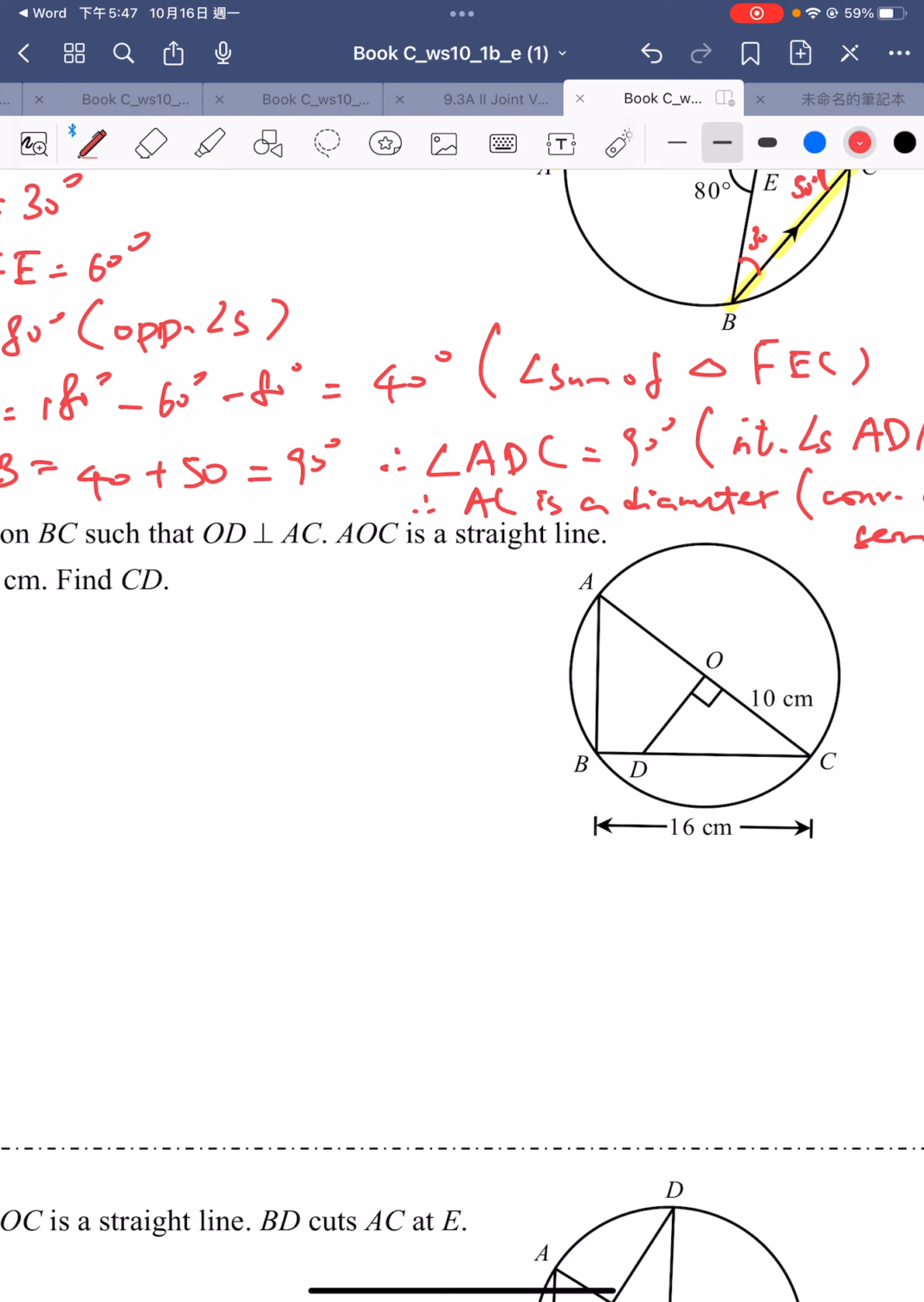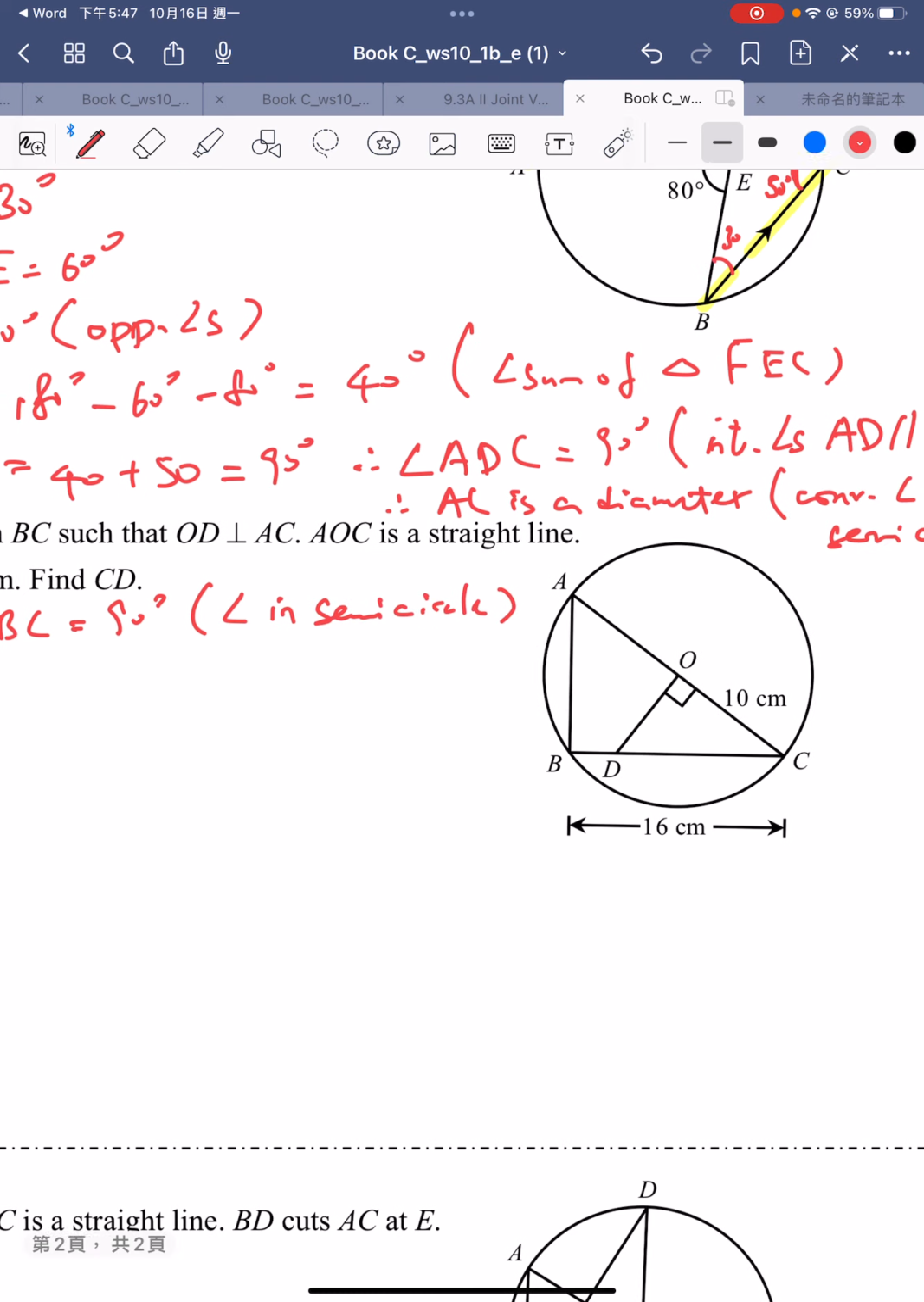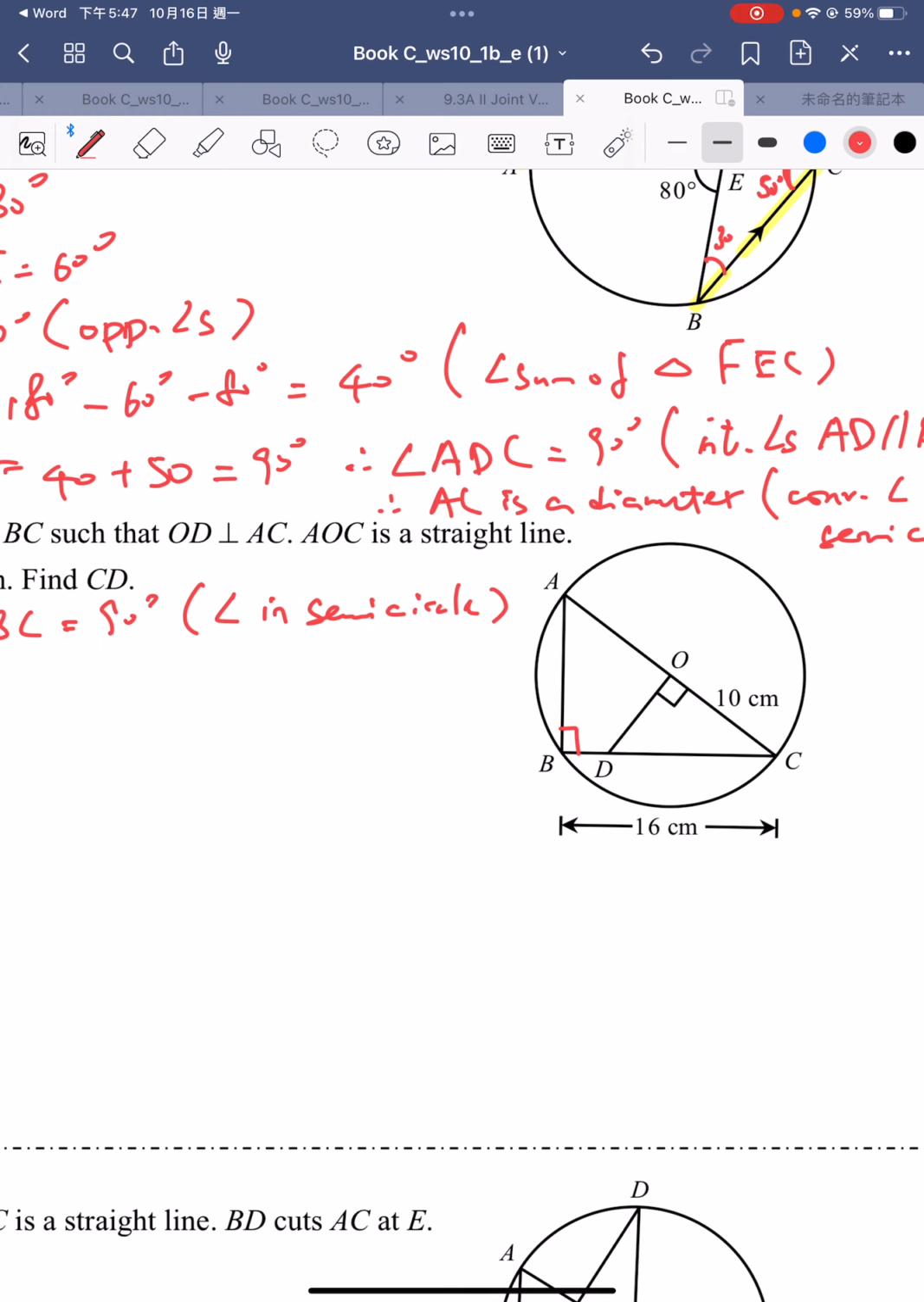Okay, so first of all, we have AOC as the diameter. So that's the angle in the semicircle, which means the angle ABC is actually 90 degrees as well. So we write it down first. We have the angle ABC is equal to 90 degrees by using the angle in semicircle, so that we can say that the angle ABC is a right angle.